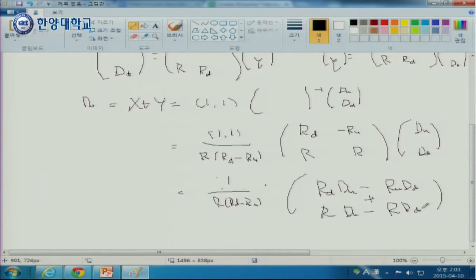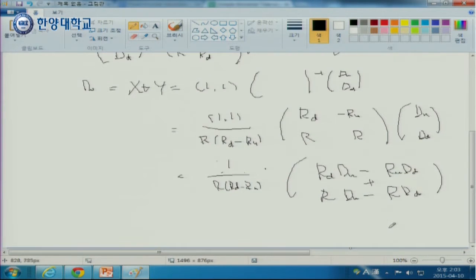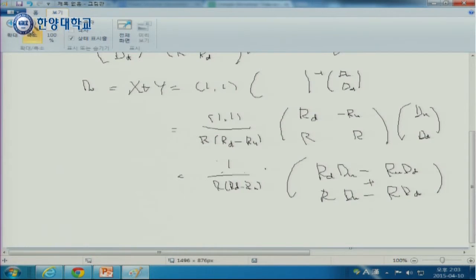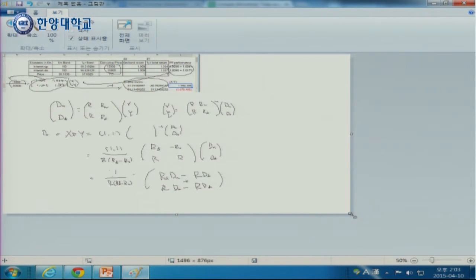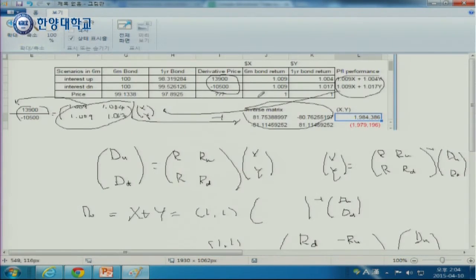Right? And then, well, if you take a look at this one carefully, it's a bit interesting. I'm running out of space. I mean, can you read this one? 박영주 학생, 이거 읽을 수 있나? 보이나? 안 보이나? Okay, right.